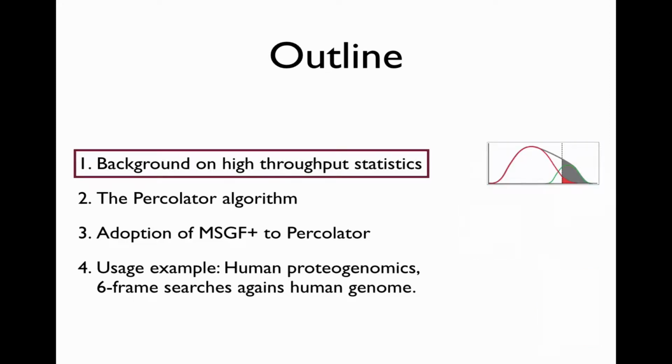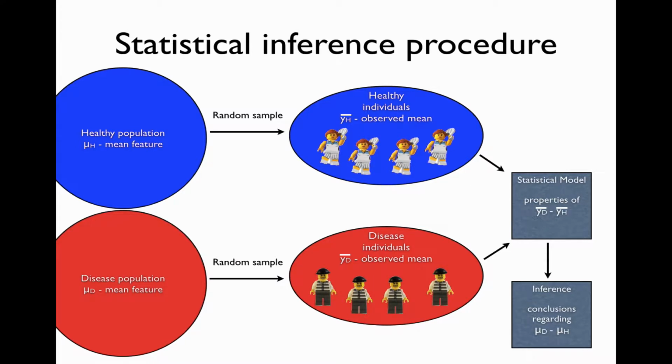So first, high-throughput statistics. Frequently, we design experiments where we want to determine different population parameters. Typically, we do this by taking a sample out of the population and performing a measurement on this particular sample. We then need a statistical model in order to describe the errors of this measurement process. And the final outcome of this should be some kind of inference, that is, a conclusion regarding the population parameter.